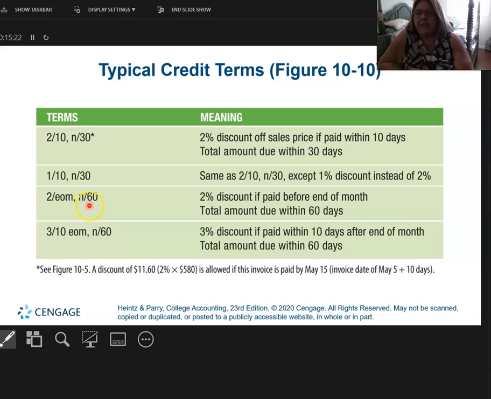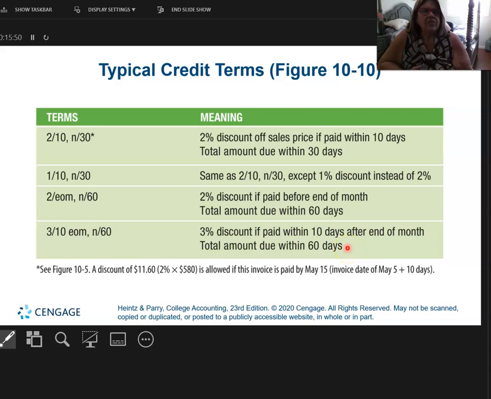2/EOM, net 60 means you can take a 2% discount if you pay before the end of the month. Otherwise, the whole amount is due in 60 days. So you just need to pay attention here. This one is 3/10 EOM, net 60. So this means a 3% discount if you pay within 10 days after the end of the month. Otherwise, pay the whole amount in 60.